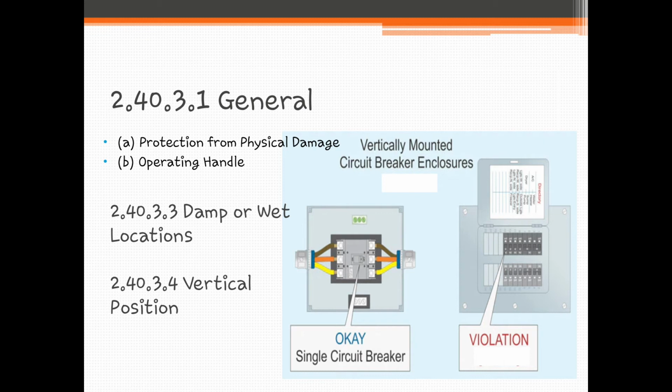An enclosure that contains one row of circuit breakers can be mounted horizontally as long as the circuit breakers are installed so that up is on. However, an enclosure that contains a panelboard with multiple circuit breakers on opposite sides of each other must be mounted vertically. So our circuit breaker should always be vertical, diagonal is not allowed. If horizontal, the handle should be vertical, so follow the handle. This picture is a single circuit breaker.